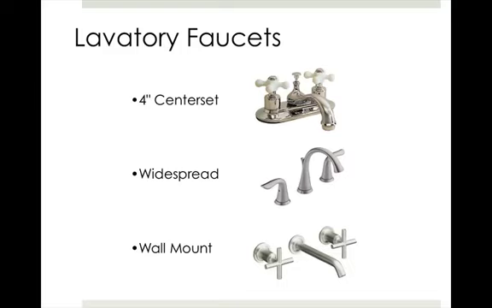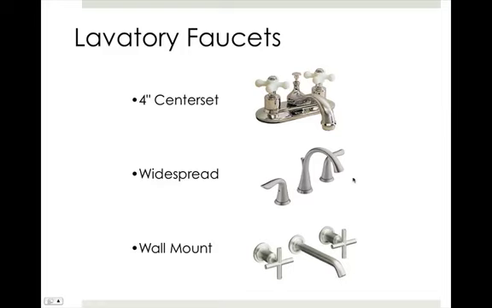So here are your typical lavatory faucets. The 4-inch center set model installs on the top of the lavatory fixture with mounting bolts that are passing through the holes that are set here at 4 inches apart. Most lavatory faucets are also furnished with this sort of pop-up drain assembly.